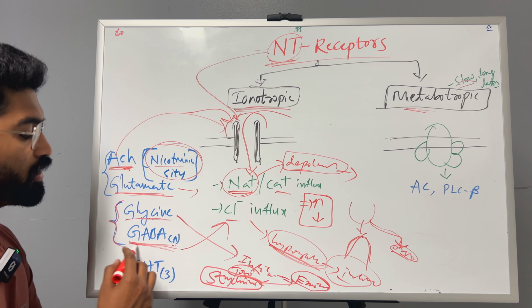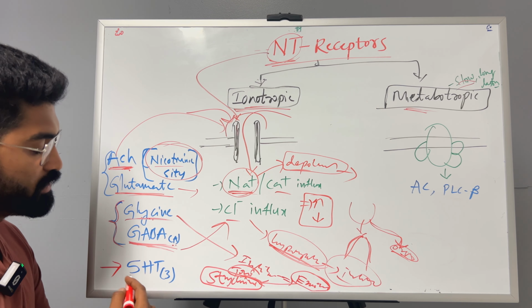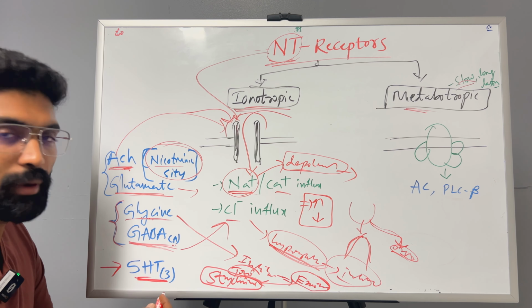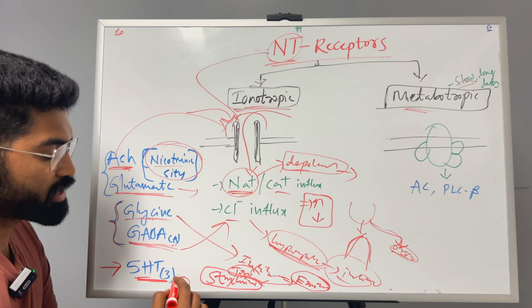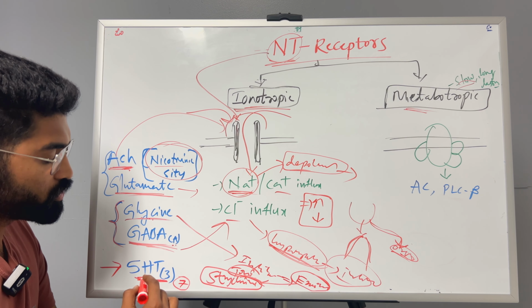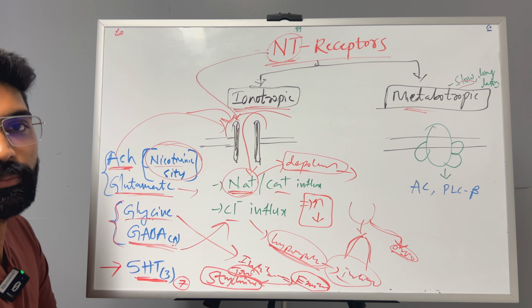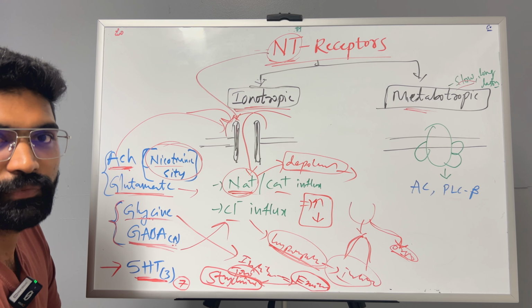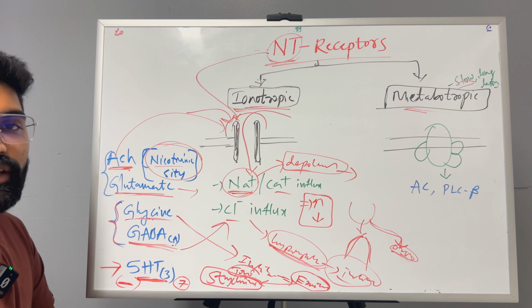The final neurotransmitter which acts on the ionotropic receptors is 5-HT type 3. 5-HT is 5-hydroxytryptamine, otherwise known as serotonin. There are almost 7 types of serotonin receptors. Among those, type 3 is the ionotropic receptor. Clinically we use ondansetron to control vomiting, and ondansetron will inhibit this 5-HT3 effect.